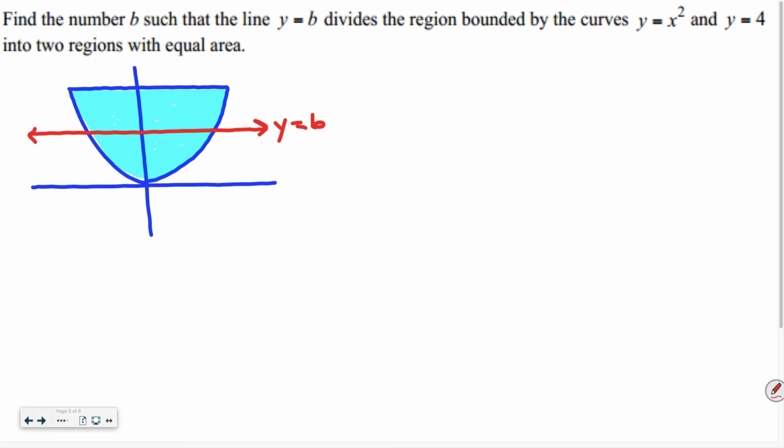Yeah, we'll definitely have to set up an antiderivative with b for our area. So let's work on what the whole area is. How would you like to do that? Using x or using y?